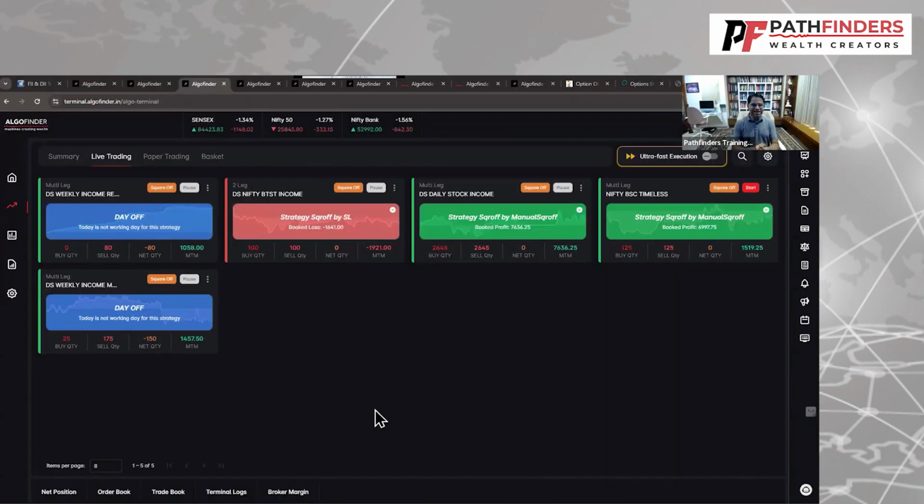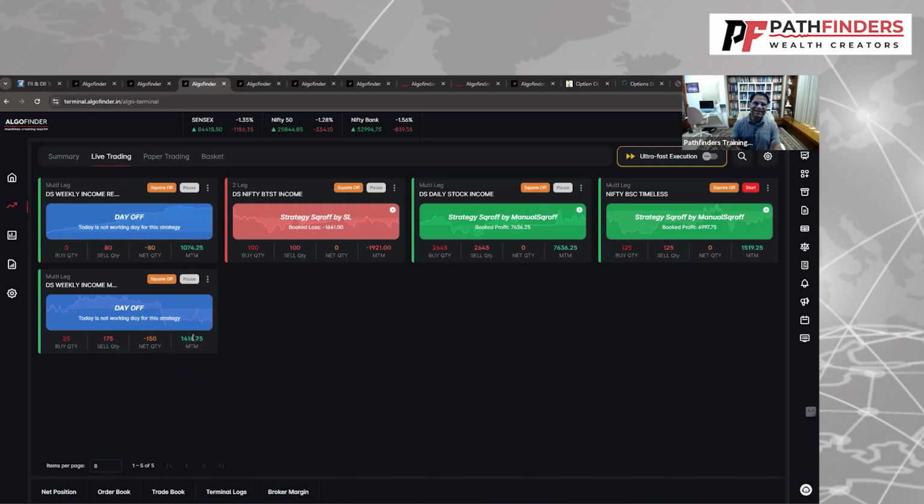Let me share my screen. And we can see here now, market down about 330 points. The DS weekly income regular is making about 1,000 rupees of profit. And the DS weekly income moderate protection is making about 1390 rupees of profit. If you remember, on Friday when the market was up, the DS weekly regular was making about 2,200 rupees profit. This was making a loss of about 700 rupees.